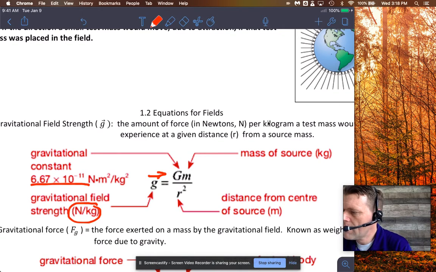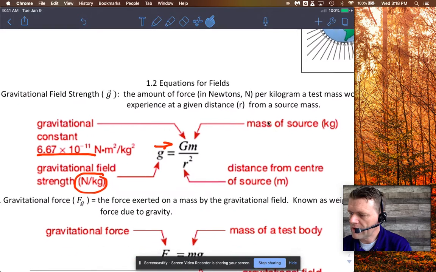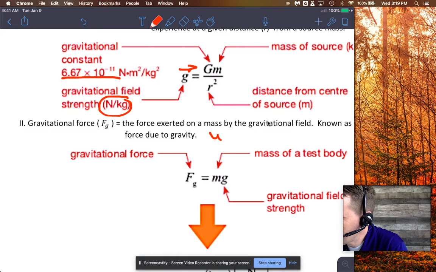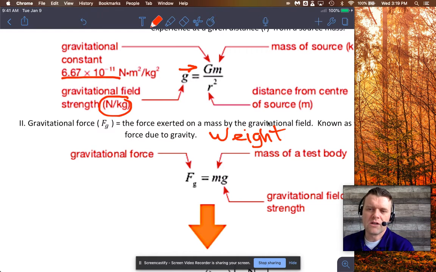That's the formula, and it's in your Science 30 data booklet. So gravitational force, this one's a little easier. This is the force that you feel from the gravitational field, and we call it the force due to gravity. I also like to remember it as weight. So your weight is the force of gravity acting on you.